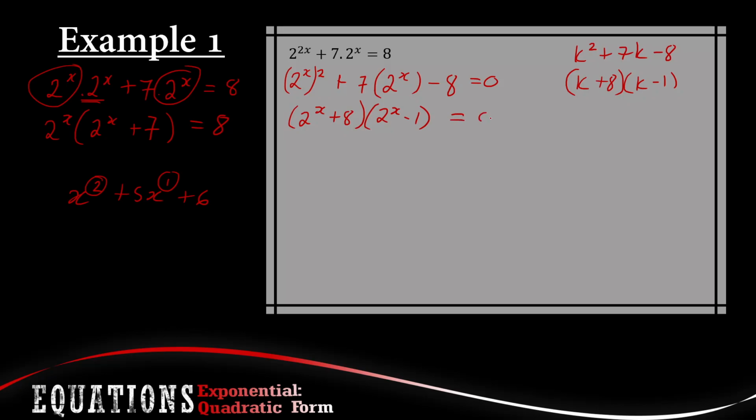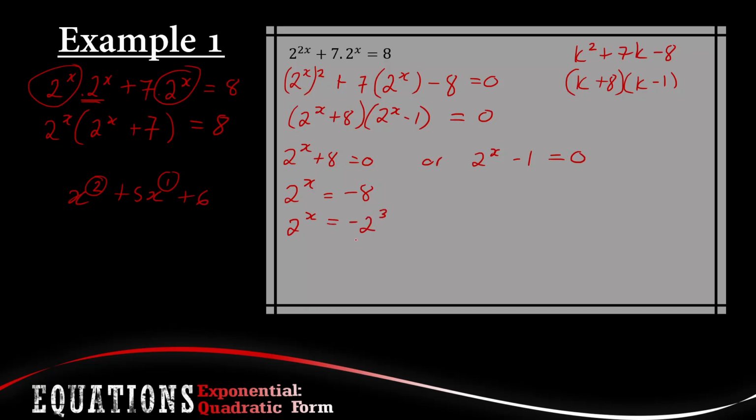Since this is equal to 0, we can now say 2 to the power of x plus 8 is equal to 0, or 2 to the power of x minus 1 is equal to 0. Solving for these individually, we have 2 to the power of x is equal to negative 8. We know 8 can also be changed into the same base, so this is negative 2 to the power of 3.